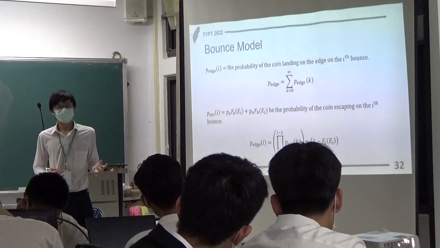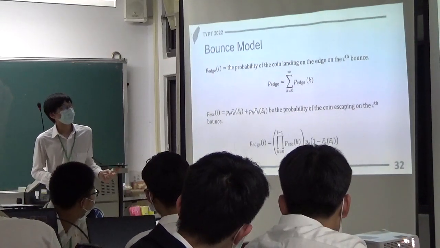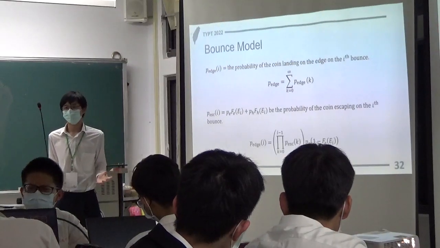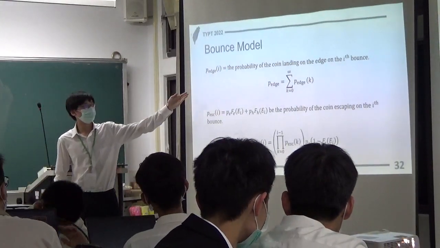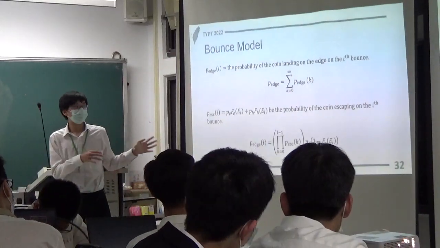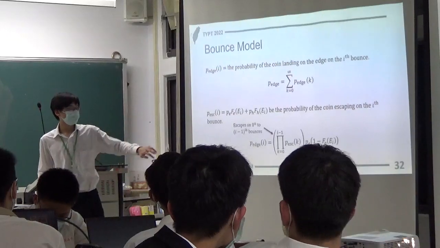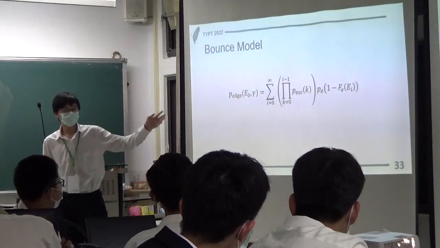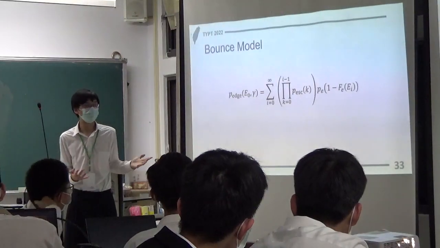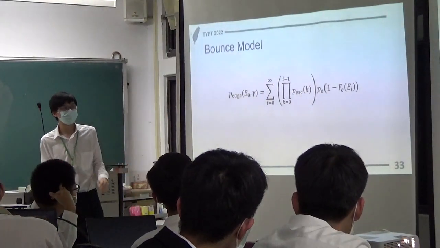And the probability of the coin landing on the edge, like coming to rest on the edge, is defined by this probability. So the probability of the coin landing on the edge at all is equal to the sum of all those P edge lies. So in the end, we get that the probability that the coin lands on the edge at all is equal to the sum of all of these P edge lies.